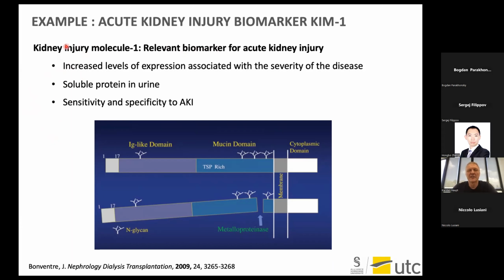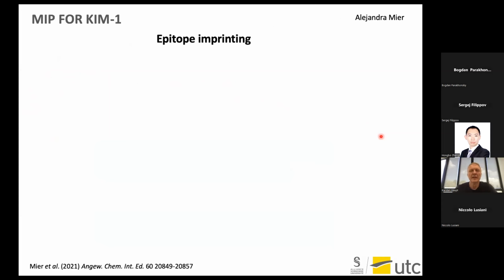So this kidney injury molecule 1, KIM1, is a very early biomarker of acute kidney injury and is found in urine in the case of AKI, of acute kidney injury, whereas normally it is a cell surface protein. Now, how can we make molecular imprints of proteins?